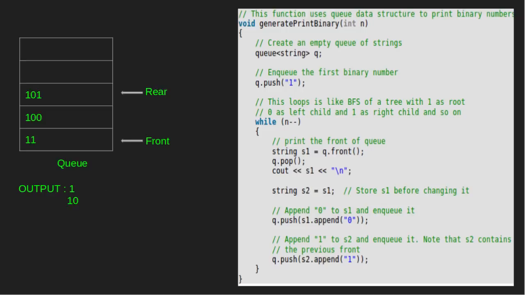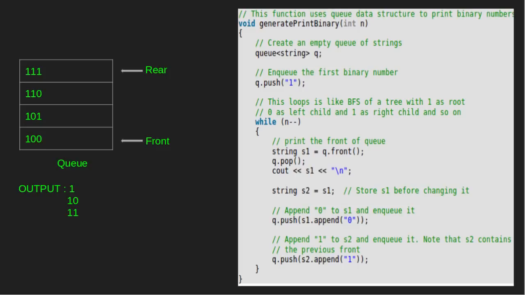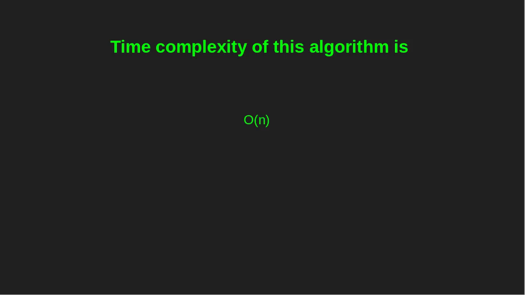and push back. So if n is 3, the loop will run one more time and will print the front element, that is 11, and push the strings with 0 and 1 appended. Thus this function prints binary numbers. The time complexity of this algorithm is O(n).